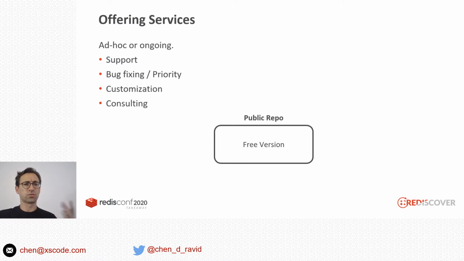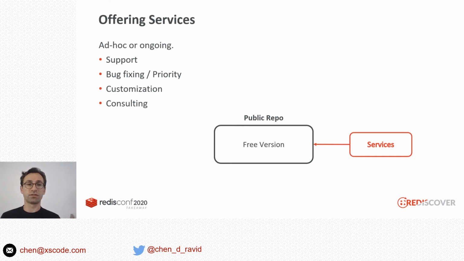So how does this work? You have a public repository on GitHub with the free version of your code, and you just say, hey, I'm offering services on top of this. Email me or contact me or go to my Xcode page or whatever and start offering services. That's fairly easy and it's very flexible. Anybody can do this, and it's a great way to get started without making any changes to your code. Moving forward, the open core model.